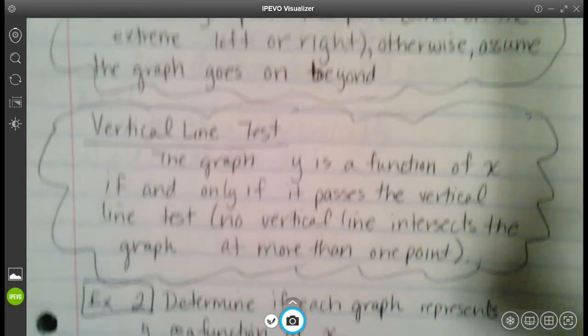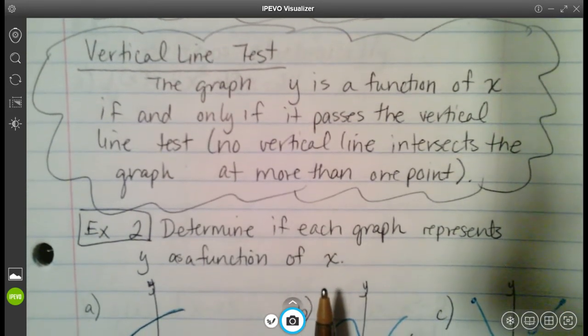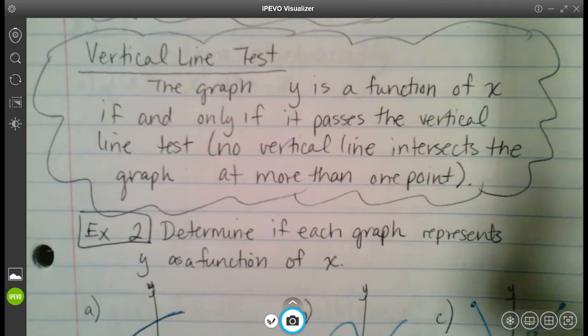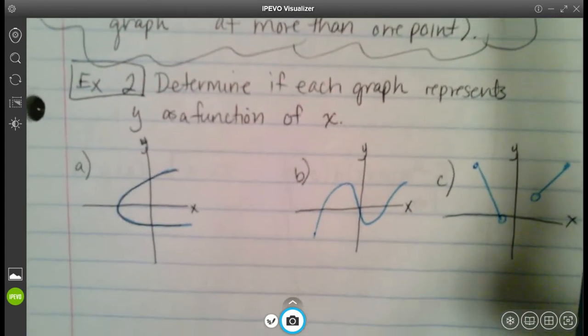And then we have the vertical line test, which you should know by now. We've referenced it a few times. The graph y is a function of x if and only if it passes the vertical line test. That means no vertical line will cross the graph at more than 1 point. Okay, so this part should be super easy, super reviewish. Let's look at example 2 and see how this applies.